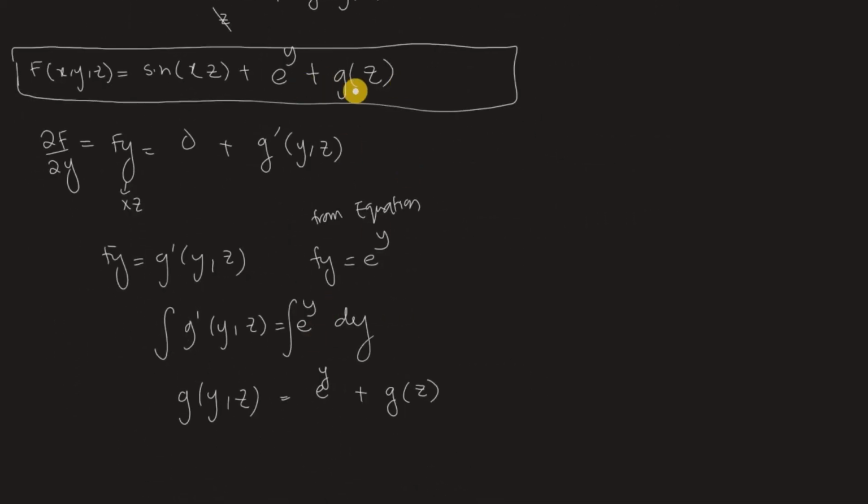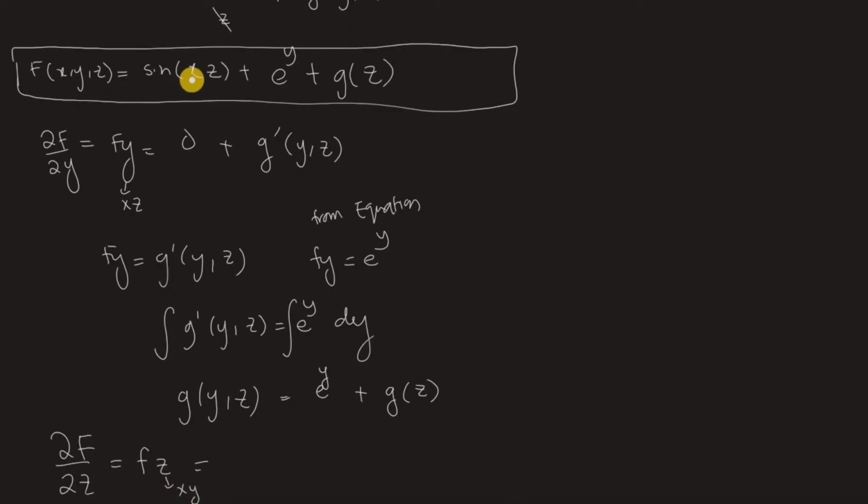Find the partial derivative of this function with respect to z. Partial derivative of the function with respect to z, which is nothing but f of z. Okay, so here x and y are constant over here.